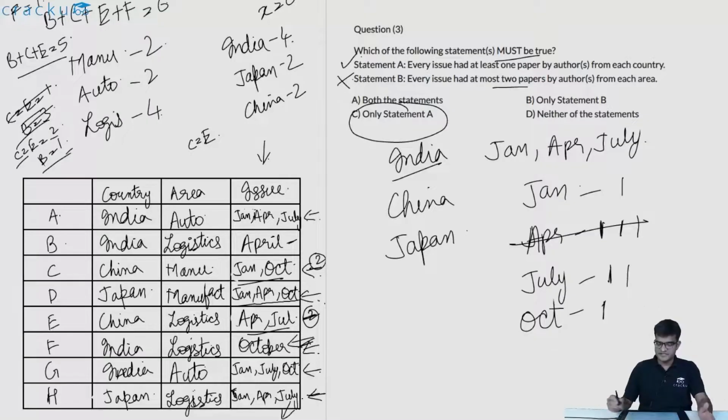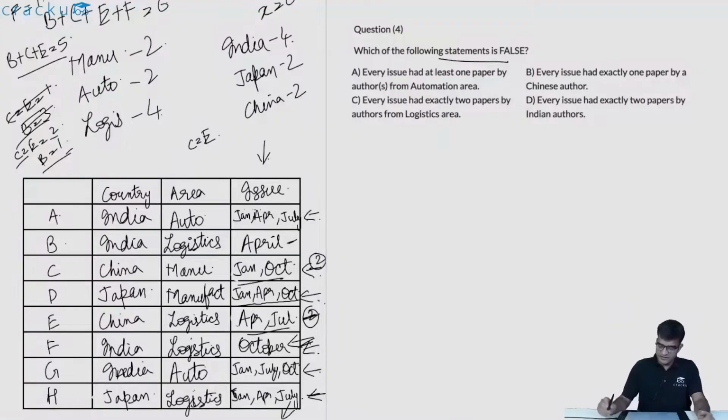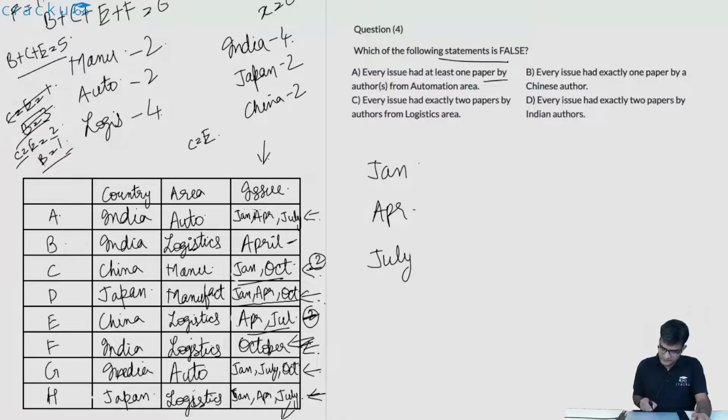Let us look at the next question. Which of the following statements is false? Every issue had at least 1 paper by authors from automation. So let us look at the 4 issues again: January, April, July and October. Let us look at automation. Both the automation authors are actually from India. The first has January, April and July.